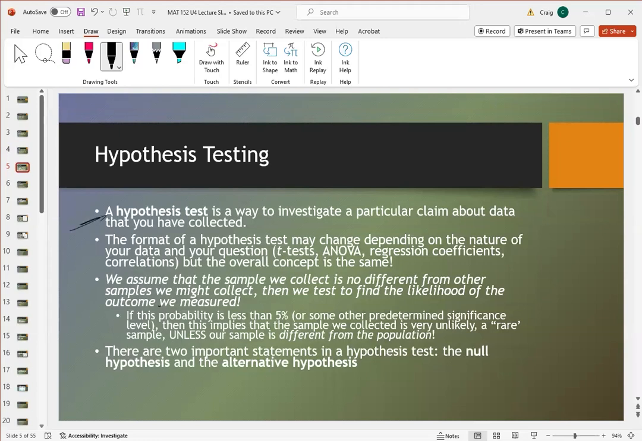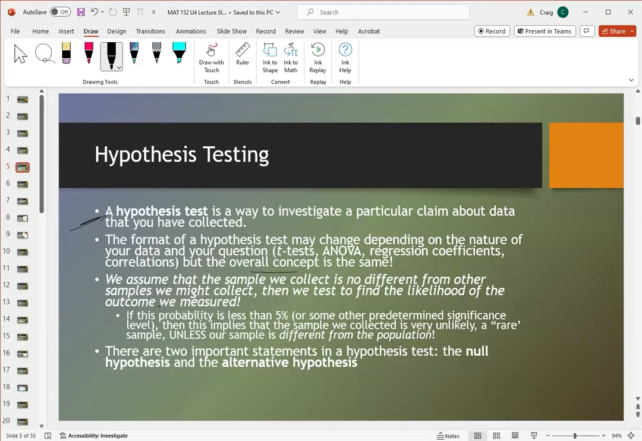A hypothesis test is a way to investigate a particular claim about data that you have collected. The format of the test can be different. You'll see different types of tests in this class as we go along. You'll see other types of tests as you go along and read more things in the future. But the overall concept, everything you're doing is pretty much the same.